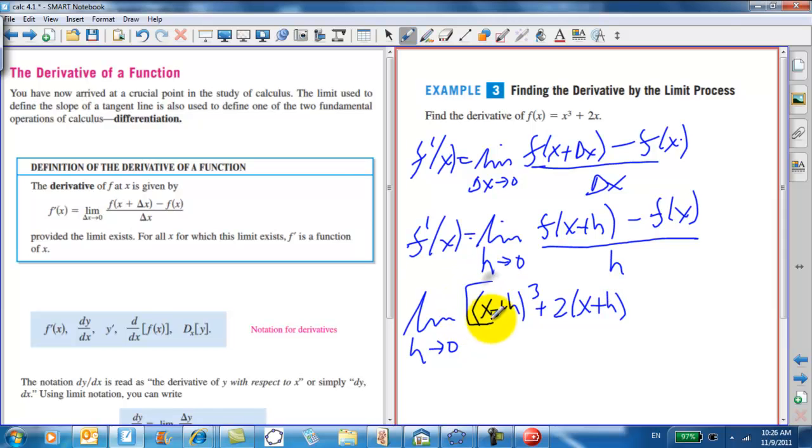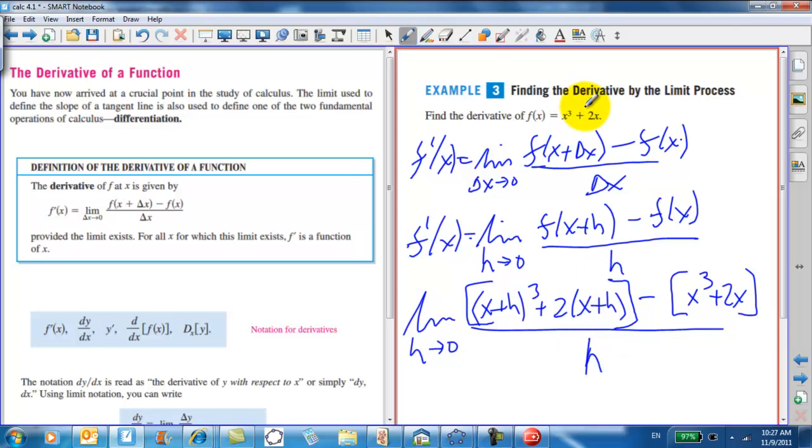All of that is f of x plus h, minus f of x, which is x cubed plus 2x, all over h. Now, make sure you understand this first step. See what f of x is up here? X cubed plus 2x. F of x plus h is the tricky part. You can't just add an h onto it. You have to put x plus h in wherever you see an x in the original function. That's why it's x plus h cubed plus twice x plus h.